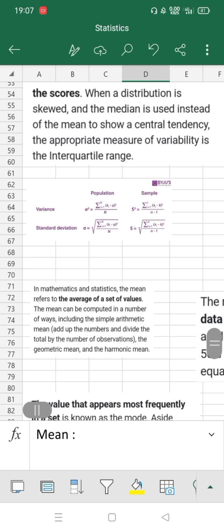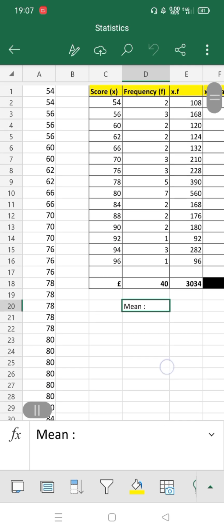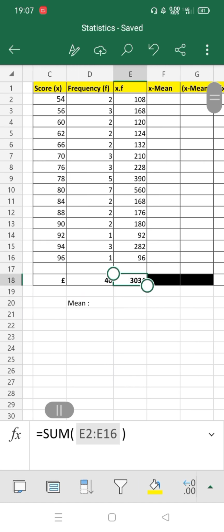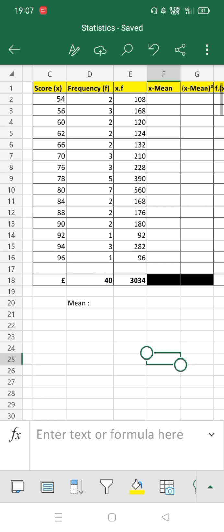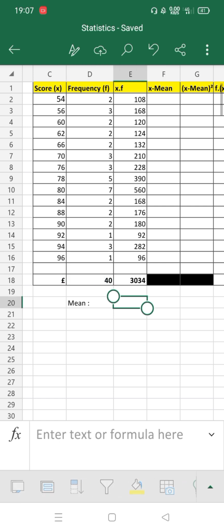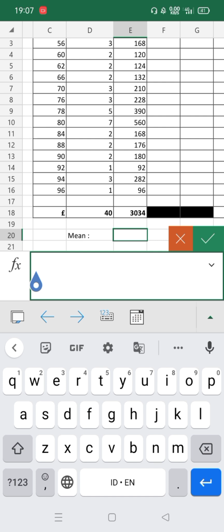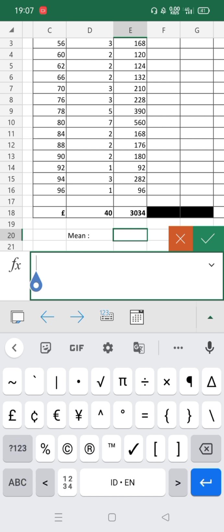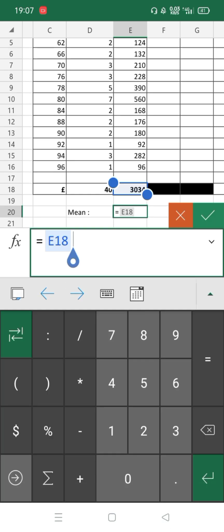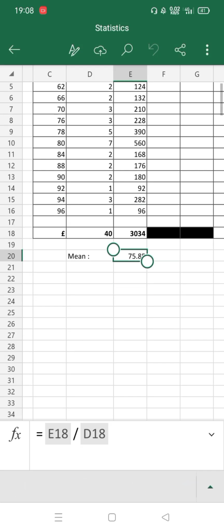In mathematics and statistics, the mean refers to the average of a set of values. The mean can be computed in a number of ways, including the simple arithmetic mean: add up the numbers and divide the total by the number of observations. The total is 3034, and the population, or the frequency, is 40. So what we must do in looking for the mean is just click equal, this, and slash this, and bam, you got the mean.